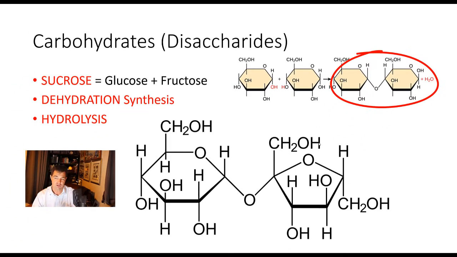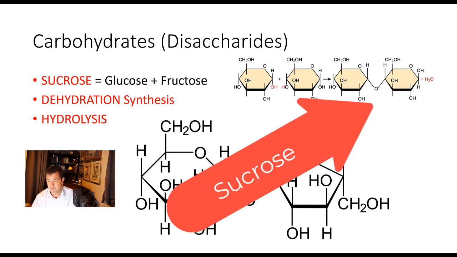We can also go the other way. For example, if you were to eat something that had sucrose in it, for example, sucrose is table sugar. If you eat a candy bar, it has a lot of sucrose in it, and what your body does when it goes inside your digestive system.